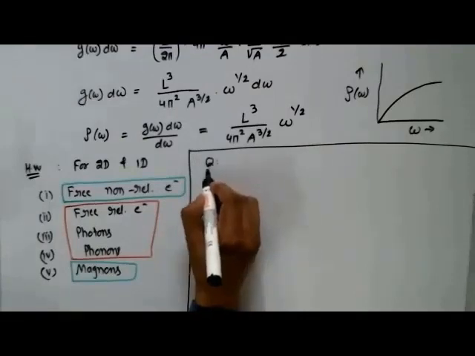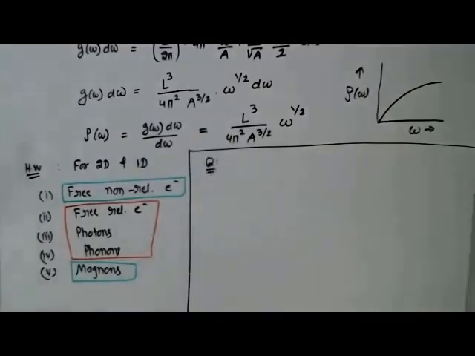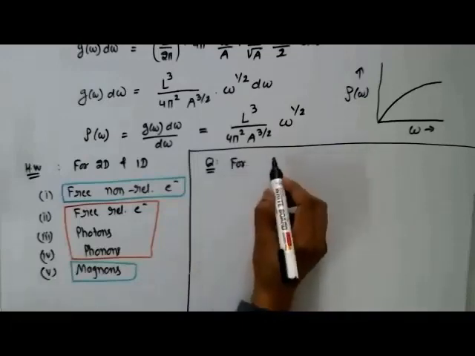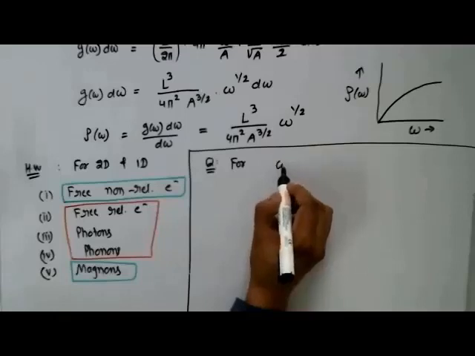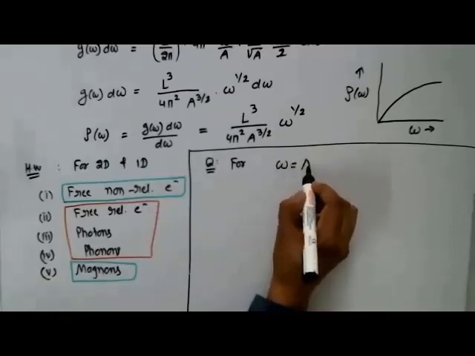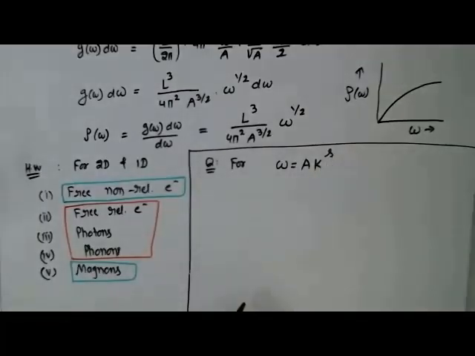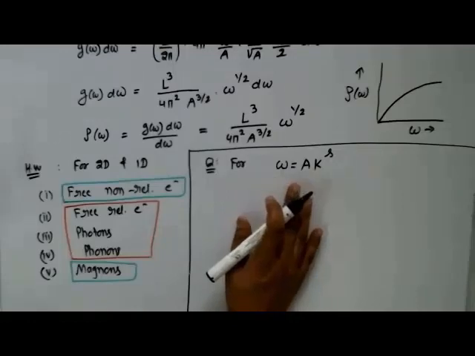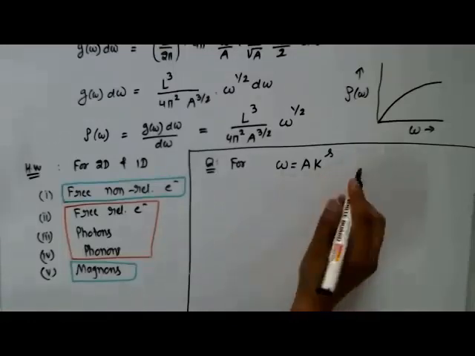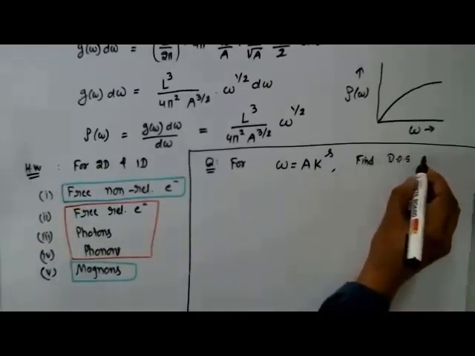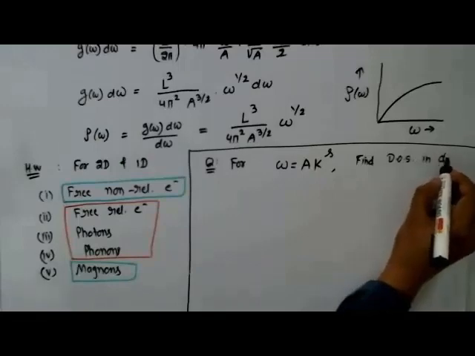Now, another, I'm going to generalize this one. And this is very important now. If you have a generalized form, so let us say you have a dispersion relation omega equal to a times k power s. Find the density of state in d dimension.